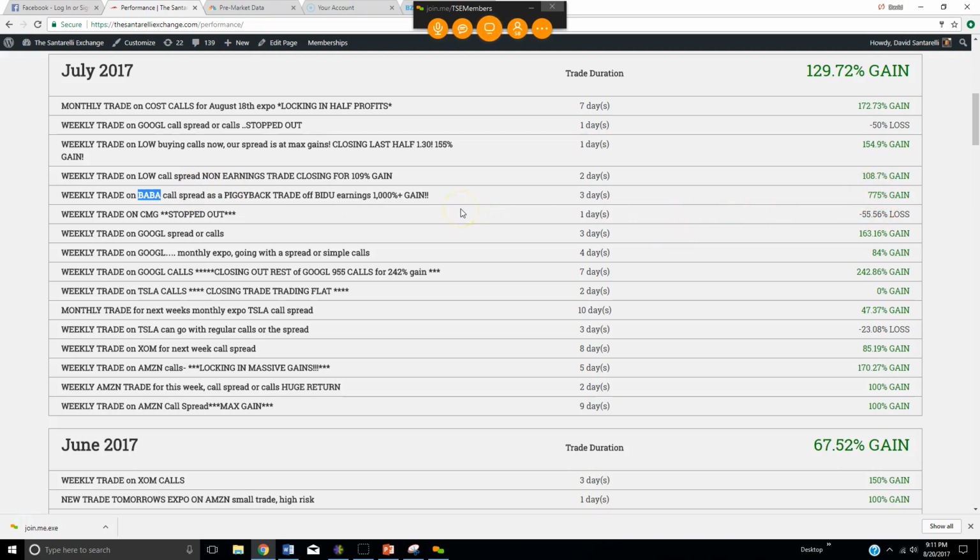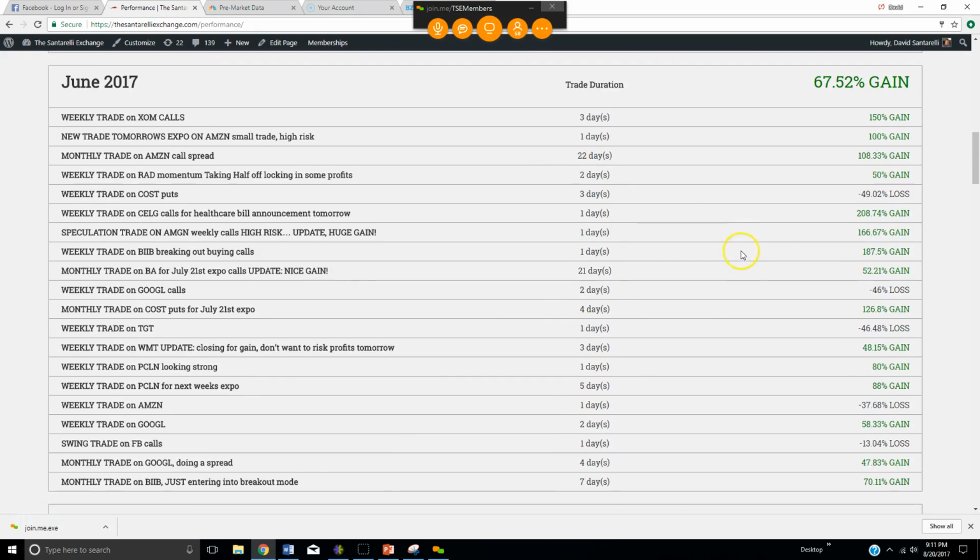The way we did it, we closed out the short option. We took money on that because this was a spread. Then we let the long call go, and we closed that for 775%. So it's only showing 775% here because it's only showing the long call. It's not showing the profit on the short call. But we had a 1,200% gain here.